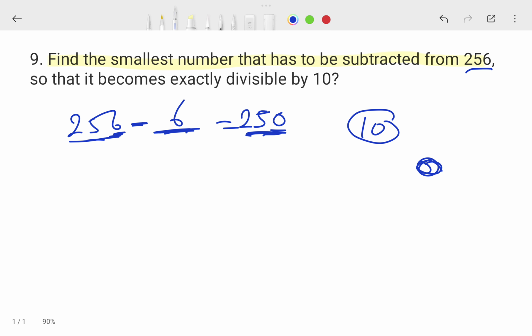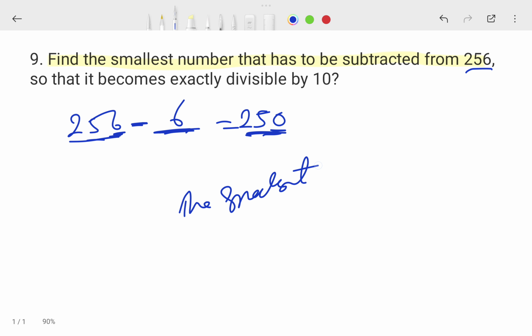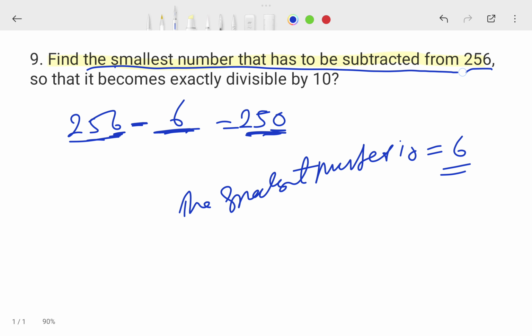But if you subtract 6, this is the only smallest number that makes it divisible by 10. If you subtract 6, it is going to be 250. The last digit is 0, so it is possible to divide. So the answer is 6. The smallest number that has to be subtracted from 256 is 6. Okay, that is 6.